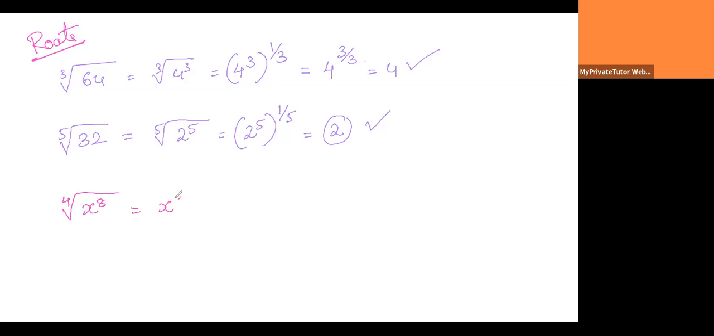It's a very simple calculation. See, x power 8 whole power 1 over 4. So we are going to multiply the exponents: x power 8 divided by 4. Why do we divide? Because we have 1 over 4 as an exponent. So the answer is x square. Hope you guys understand this.